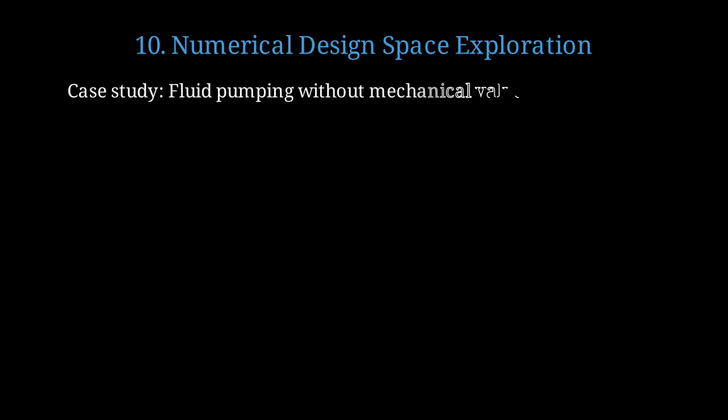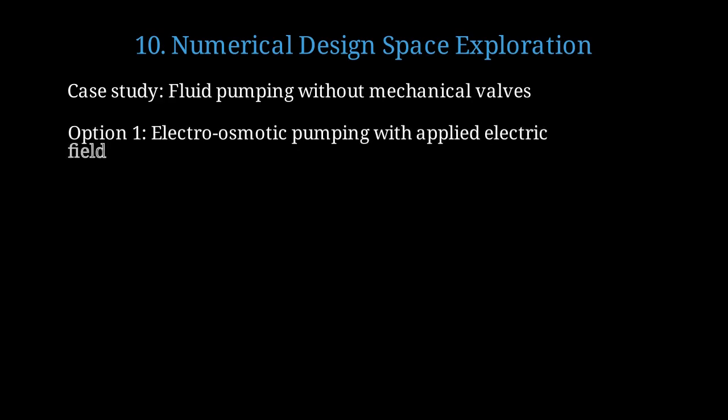Consider fluid pumping without mechanical valves or diaphragms. Electro-osmotic flow applies an electric field parallel to charged channel walls, dragging fluid electrokinetically. The electroosmotic velocity equals negative epsilon times zeta potential times electric field over viscosity. With typical values of 10 kilovolts per meter field and 50 millivolt zeta potential, velocity reaches 1 millimeter per second.